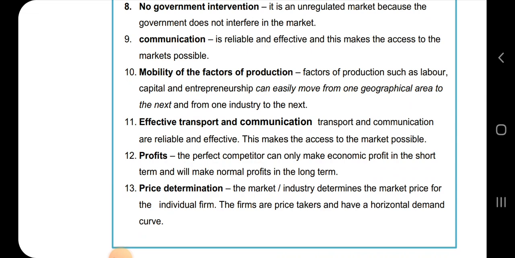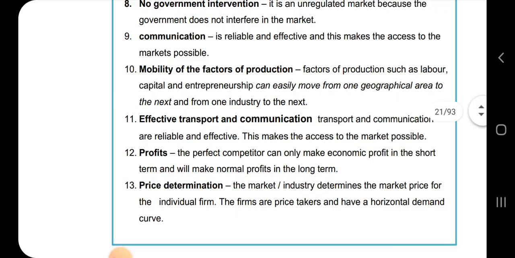Profits, right? The perfect competitor can make economic profit in the short run. Economic profit is where your income exceeds your expenses, and then in the long run they can make normal profits, and normal profits is where we break even, where cost equals revenue.